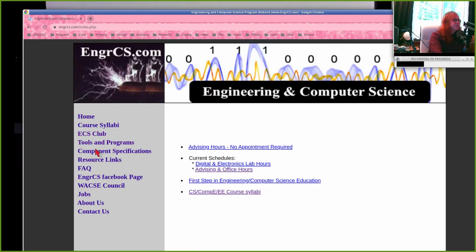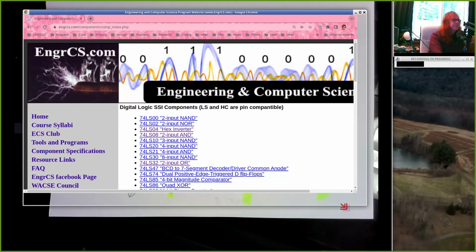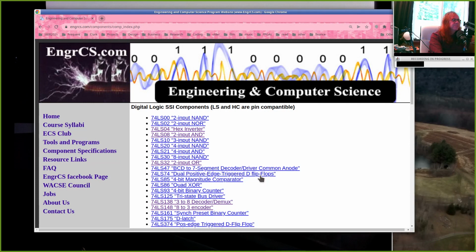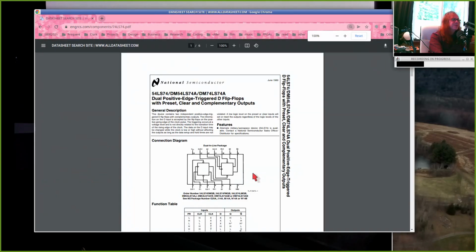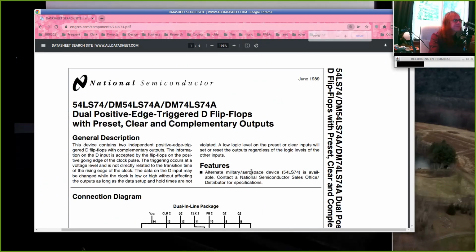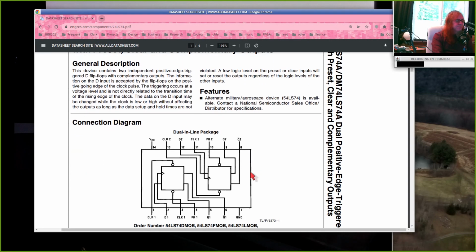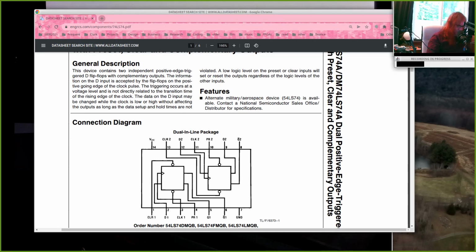So if you go to your component specifications, and let's just pick out a dual positive edge trigger D flip-flop, a 7474. So this is a typical picture of a flip-flop. So 7474. It's got two flip-flops inside.